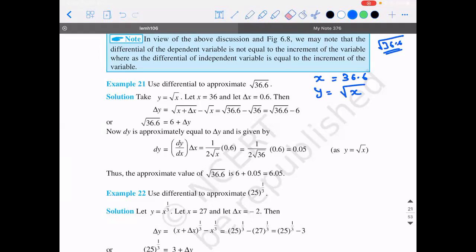Let me say this function is of the form y is equal to root x, where I will take x to be the nearest square value that I know, that is 36, and delta x I will take as 0.6. Did you guys understand? Now we will find the incremental value of y. If x is equal to 36, then delta x is taken as 0.6. Then what will be the value of delta y?